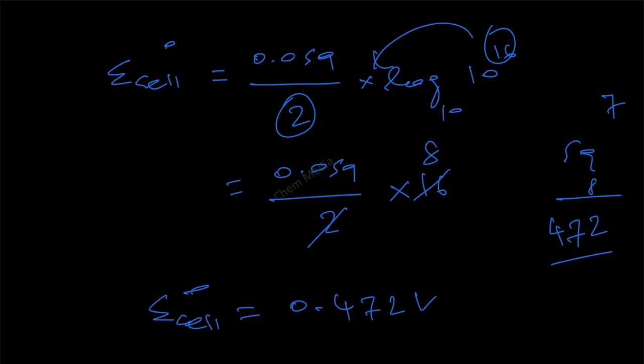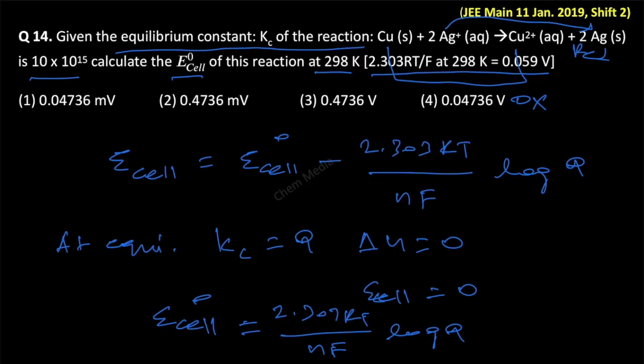The E cell standard value is this. This means option 3 is correct. The closest value that we can see is this one. So therefore, option 3 is correct.